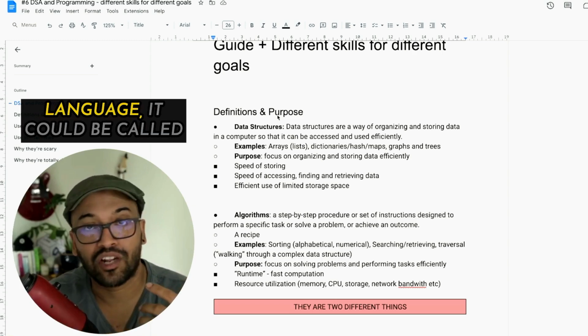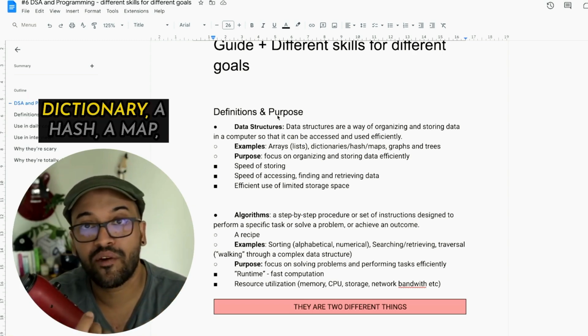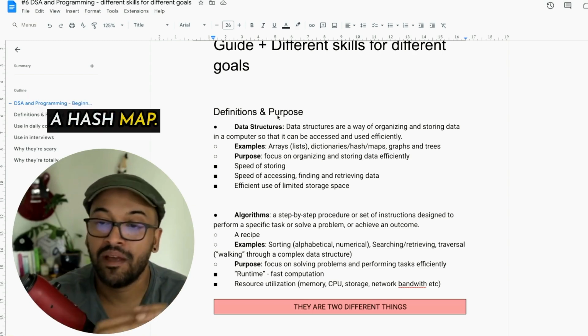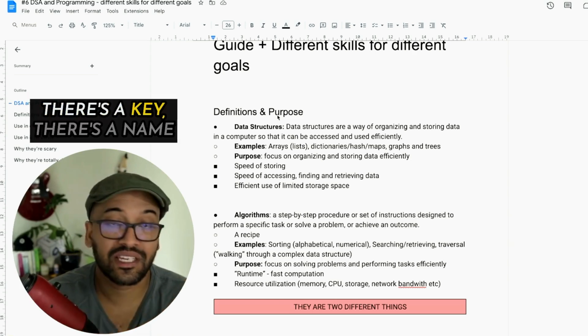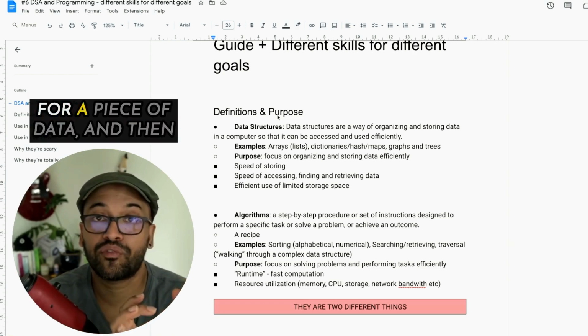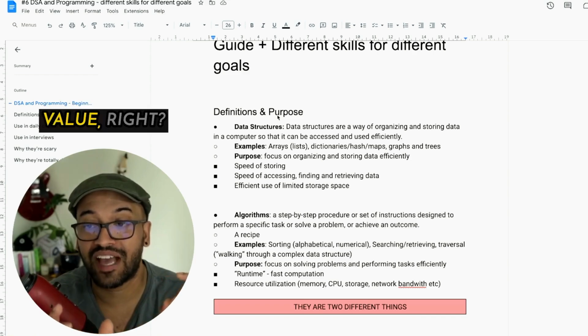Similarly, depending on your language, it could be called a dictionary, a hash, a map, a hash map. That's another way of storing data, right? There's a key, there's a name for a piece of data, and then there's the actual data value, right?